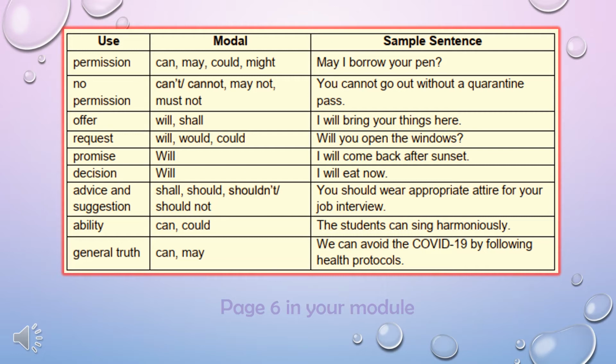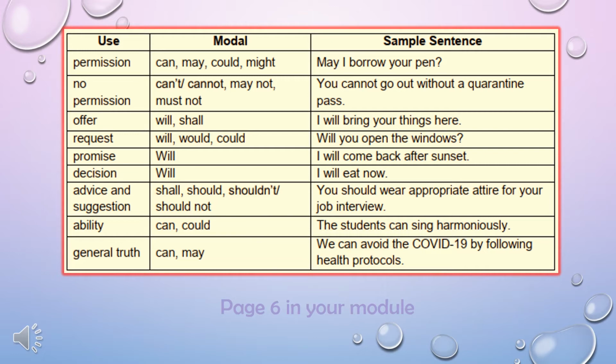Next, can't or cannot, may not, and must not. These modals are used to show no permission. In our sample sentence, you cannot go out without a quarantine pass. The modal used is cannot. And of course, it shows no permission.